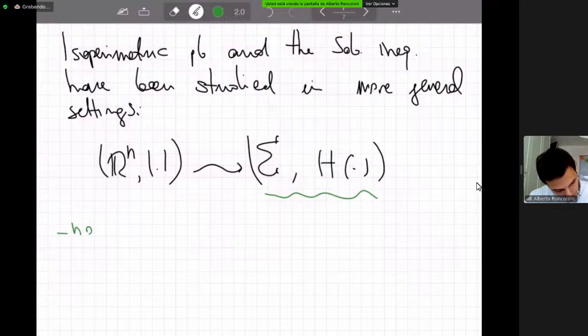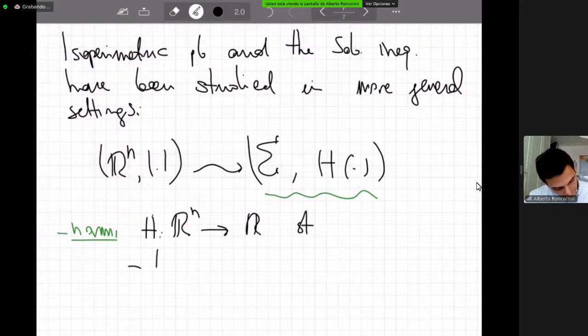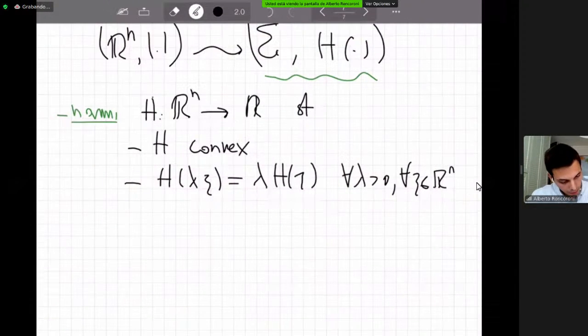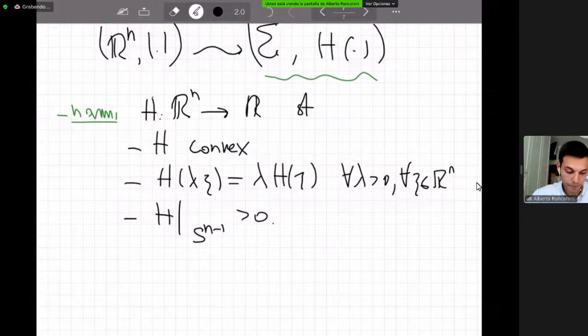So let's start with the norm. A norm in R^n is a function H from R^n to R such that H is convex. It is positive one homogeneous. This means that H of lambda psi is lambda H of psi for all lambda positive and for all psi in R^n. And H is positive, so since it is positive one homogeneous, we can say that H restricted to the unit sphere is positive. Okay, so this is the general definition of a norm in R^n, and in particular, we do not require that the norm is symmetric. Okay, so it's very general.